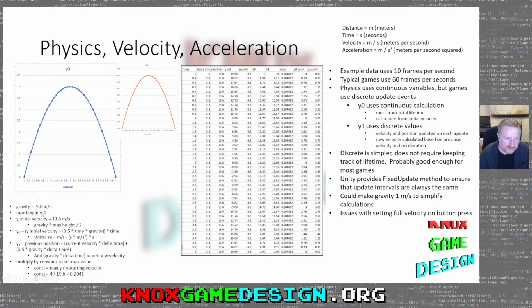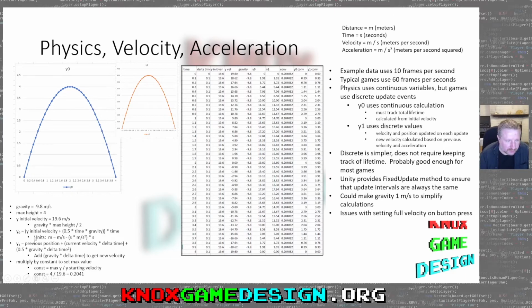So if we wanted to have a max height, like the character jumping, we want that character to jump 4 units high, then that'll be a max height of 4. That means our initial velocity has to be 2 times the gravity, which is 19.6, because we want it to go up twice and then come back down.